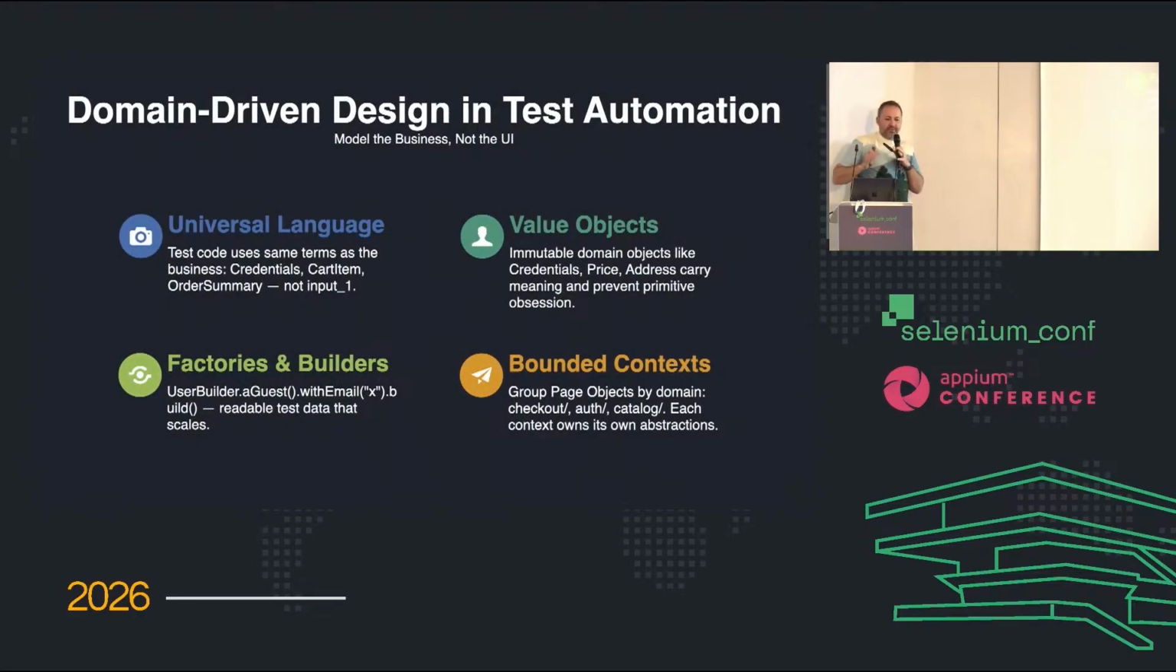Good. Domain-driven design in test automation. This is like a universal language. Test code uses the same terminology, like credentials, cart, item, order summary, instead of, I don't know, input 1, input 2, username 1, username 2, etc. Factories and builders help us build all the necessary data that we need before the test. And value objects are immutable domains where we can define all the test data and just read from there.